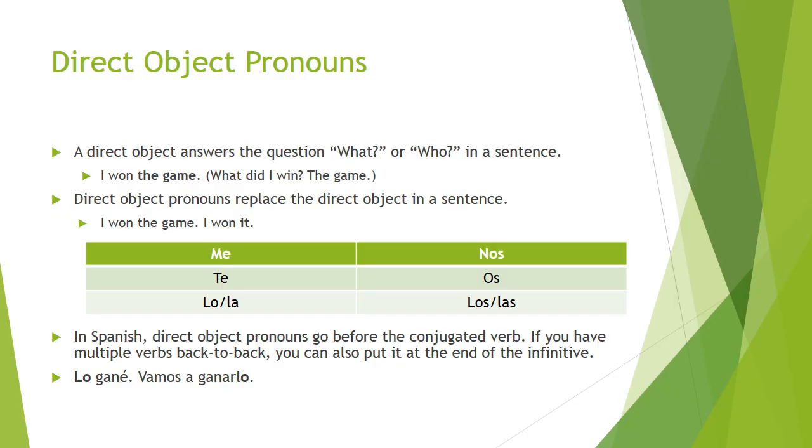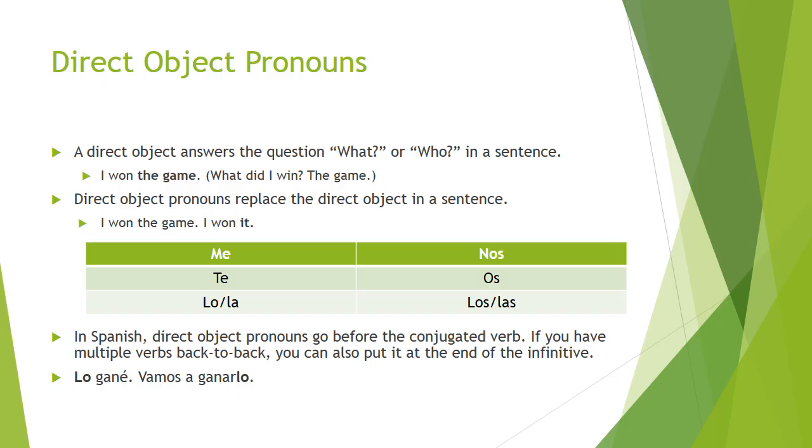Direct object pronouns replace direct objects. A direct object answers the question what or who in a sentence. So if the sentence is I won the game, the question is what did I win? And the answer is the game. That means the game is the direct object. Direct object pronouns replace the direct object. So instead of saying I won the game, we can be lazy and say I won it.